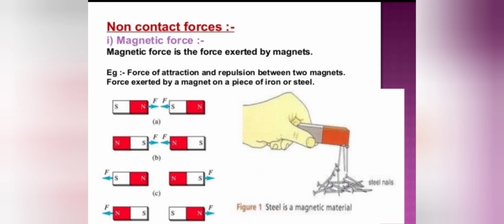Non-contact forces. One of the types is magnetic force. A magnetic force is a non-contact force which is exerted by magnets. It is the force of attraction and repulsion between two magnets. The force exerted by a magnet on a piece of iron or steel is nothing but a magnetic force.